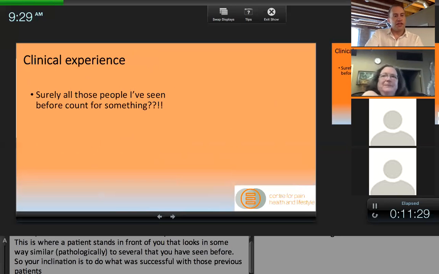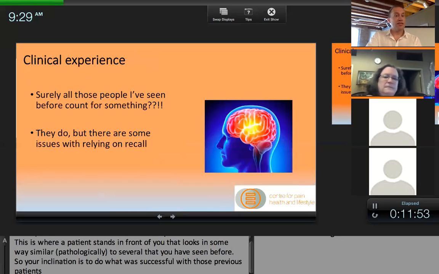So this is where a patient stands in front of you and you're thinking, well, I've seen lots of these patients, right? So why can't I just do what I did last time, right? And so this is this idea that I have the experience, I know what's going to happen, I've done this before, surely that should count for something, right? And it does, but what's important then is understanding how and in what direction that information is likely to be biased.